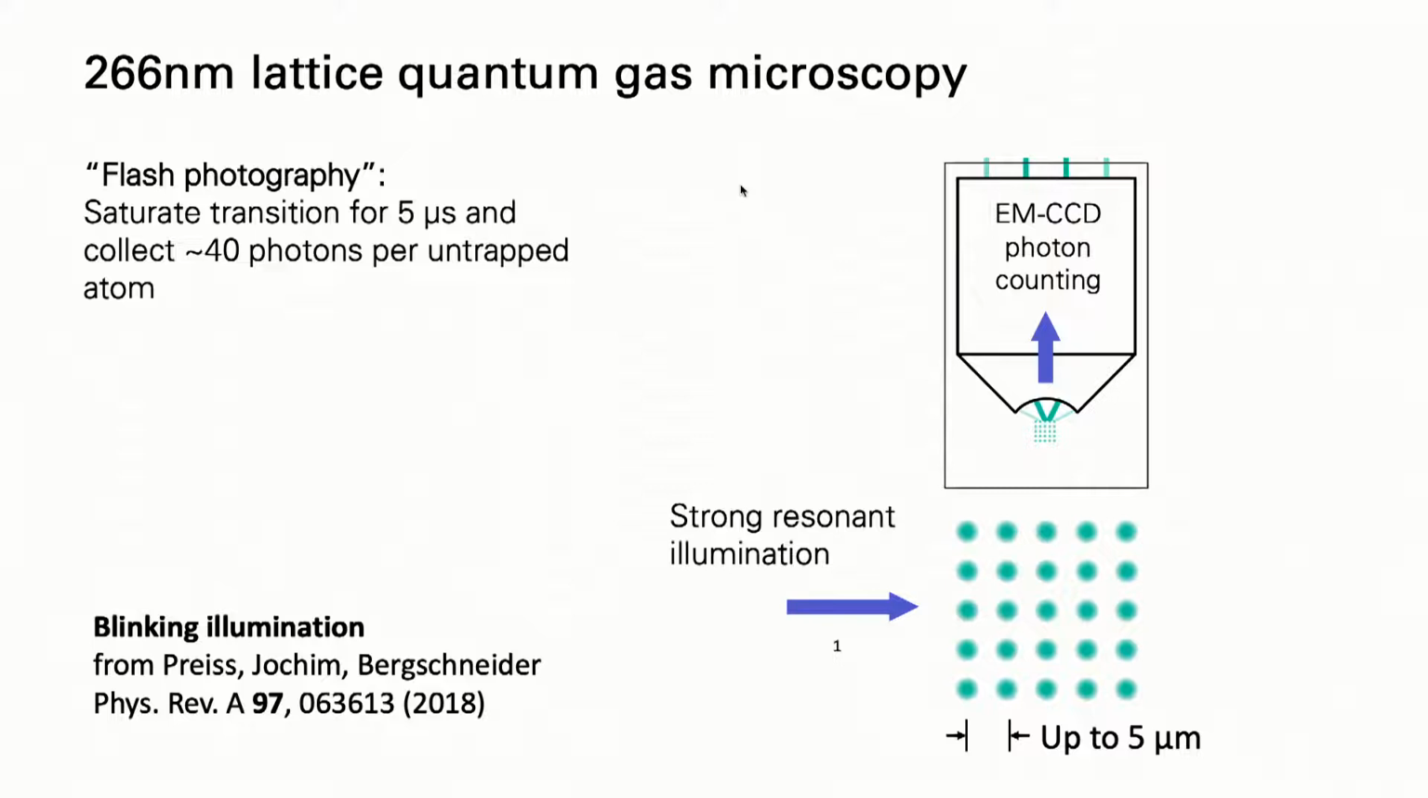Once we increase the spacing, then the idea was to do simple flash photography. Normally you do laser cooling in a lattice, and it's quite complicated, and even more complicated here, because if you use a narrow transition, you only scatter photons slowly, and so on. So the idea was to just do flash photography, just flash on the light for a very brief moment and collect as many photons as you can before the atom moves away.